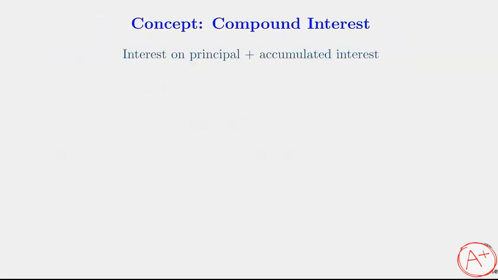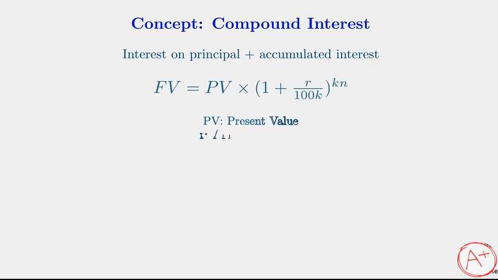Let us begin with Concept 1, compound interest. Compound interest occurs when interest is calculated on the initial principal and also on the accumulated interest of previous periods. This is modeled by a geometric sequence. The general formula for the future value is PV times (1 plus R over 100k), all to the power of kn, where PV is the present value, R is the annual interest rate, k is the number of compounding periods per year, and n is the number of years.